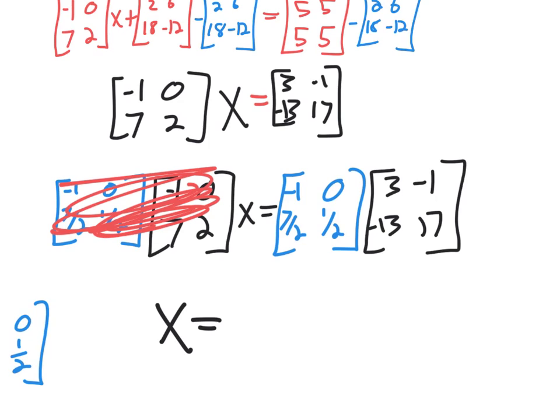But when you multiply this side over here, that's going to give you your answer matrix. So the first element, we got -3 plus 0. Second element, we got 1 plus 0. Third element, we have 21 over 2 subtracted by 13 over 2. It gives us 8 over 2, so that's a 4. And then the last one, you have -7 over 2 plus 17 over 2. That gives you 10 over 2, so that should give you 5.